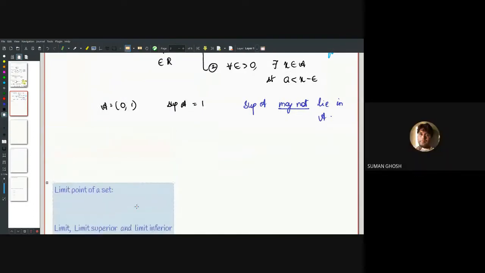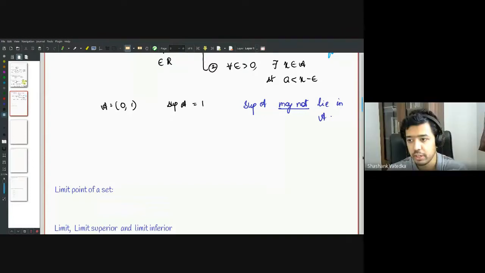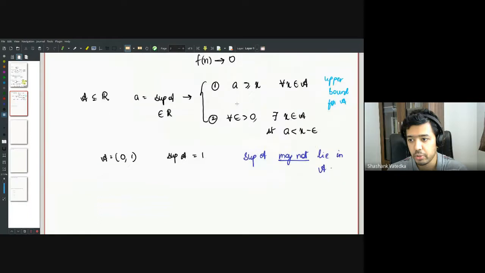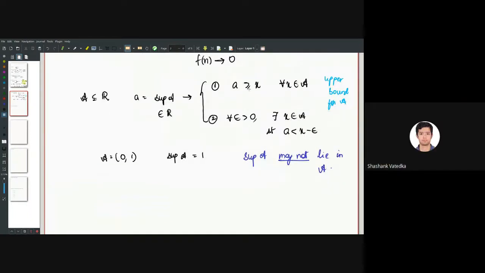Sir, can you please explain the second point in the definition once? Okay. So the first point is that, of course, A should be greater than or equal to x for all x in A. So in this particular example, A equal to the open set (0, 1), you have 1 being greater than or equal to x for all x in A.